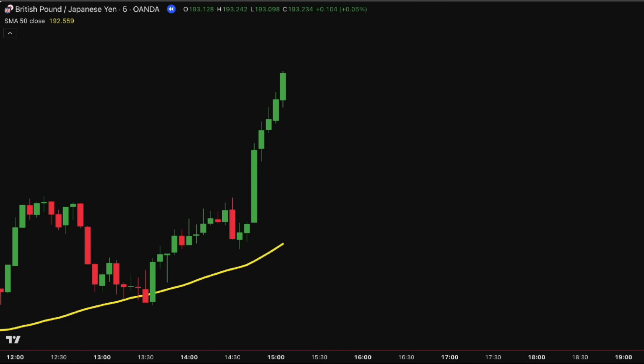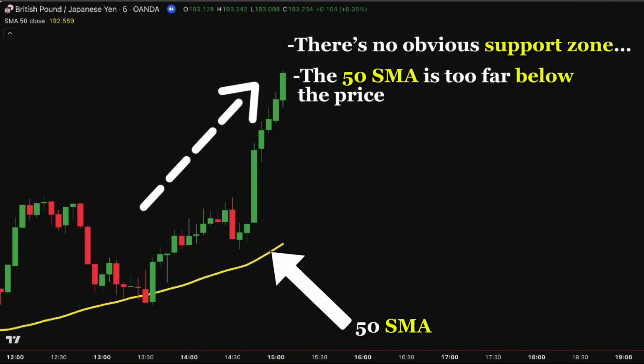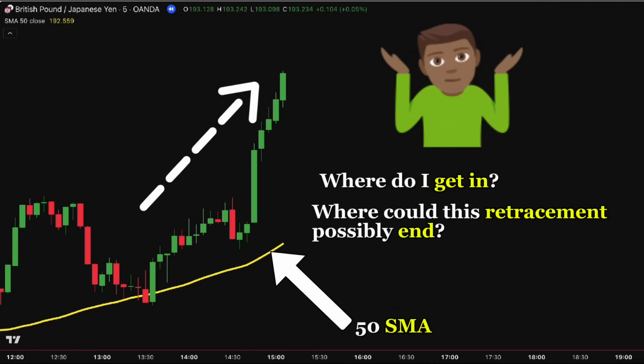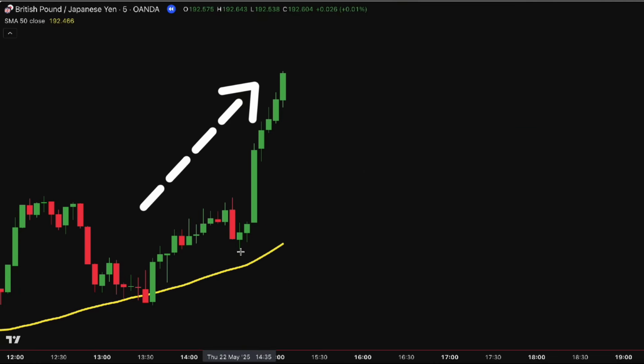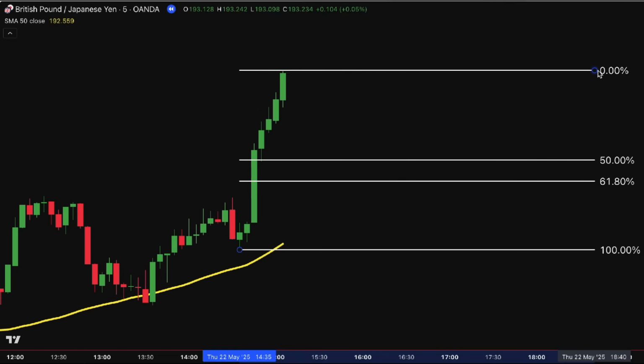Sometimes the market moves so aggressively that it leaves you with no clean entry. There's no obvious support zone, the 50 SMA is too far below the price, and you're left asking yourself, where do I get in? Where could this retracement possibly end? That's exactly when the Fibonacci retracement tool becomes your best friend. It gives you a precise mathematical way to measure the depth of a pullback, and more importantly, it helps you anticipate where the next impulsive move might begin.